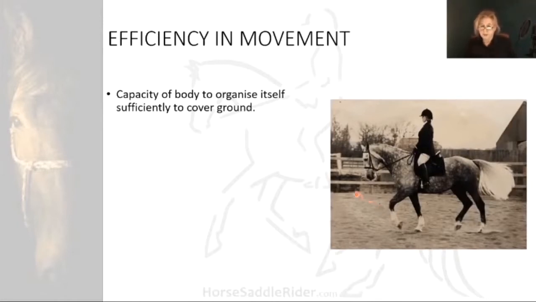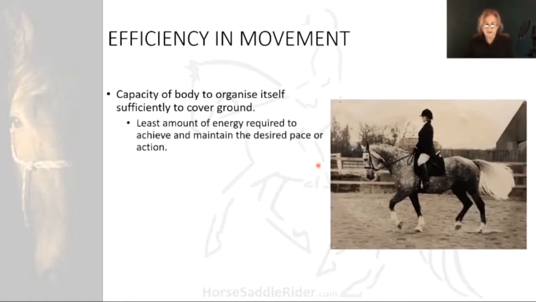And this is a picture of me and my young horse, obviously. Although it's a static picture, you can see some fluency of the movement in her. I think she was 4, rising 5 here, so needed to step under a little more, and there's some weakness through the lumbar spine, but I'm as stable as I possibly can be. I'm rising to the trot there and keeping myself vertically aligned. It's the least amount of energy required to achieve and maintain the desired pace or action.